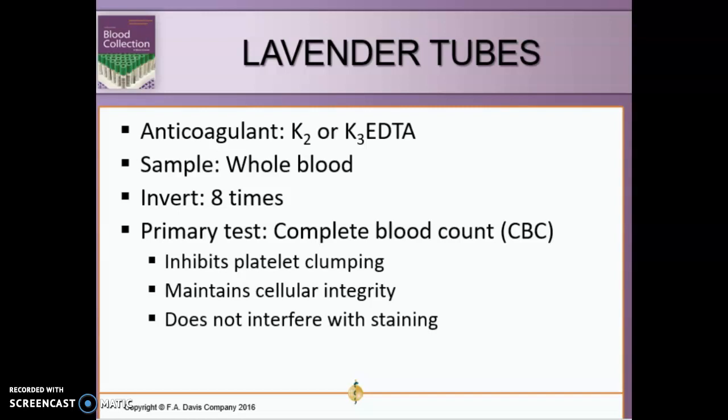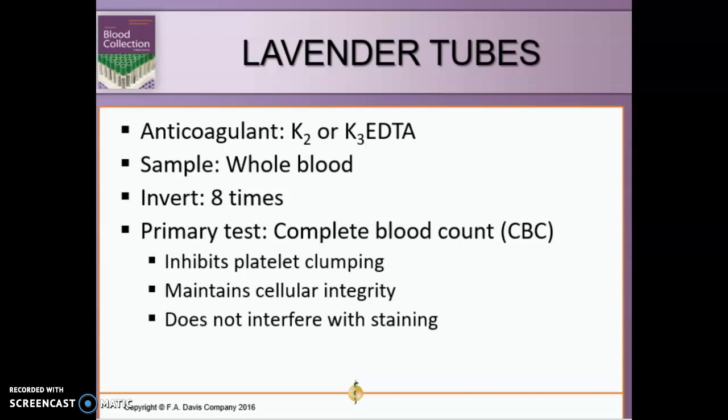So one thing when we talk about tube colors: what information does the color coding of the evacuated tube provide? The color gives us a lot of information. The color tells us if there's a presence of an anticoagulant. It tells us what type of sample is being checked, and it also tells us how many times we need to invert that tube. There are a lot of different colors, so we're going to be jogging our memory here. We're going to start by talking about the lavender tubes.